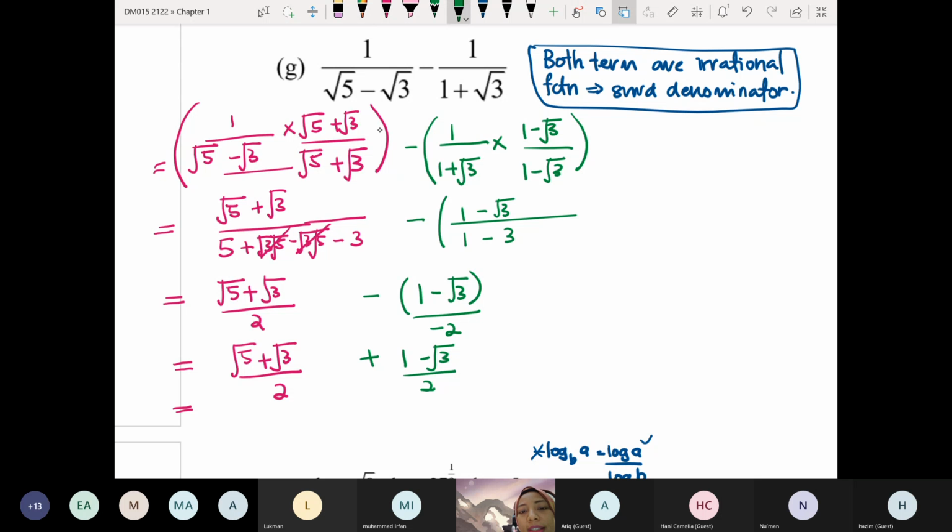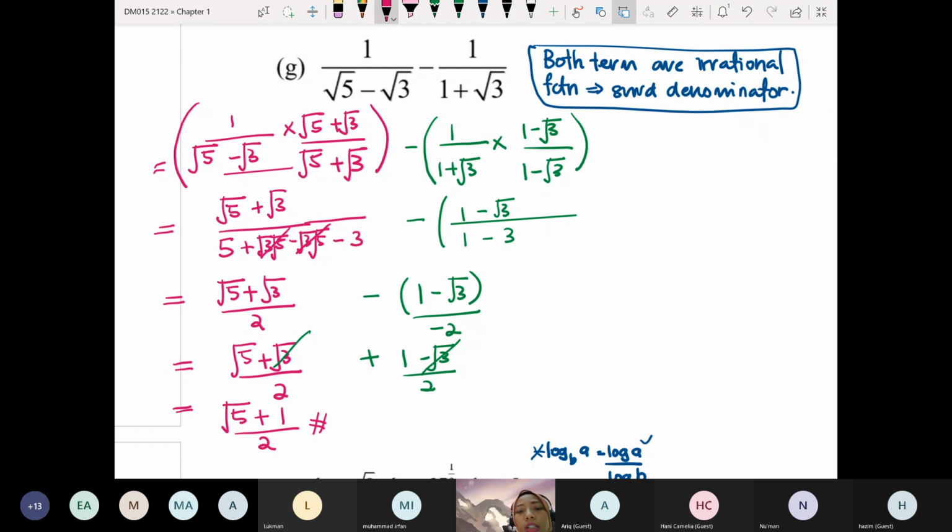And lastly, okay. Ini dah tukar plus kan tadi kan? So dia adalah satu function yang sama lah. So √3 and negative √3 boleh cancel out each other. So your final answer would be (√5 plus 1) over 2.